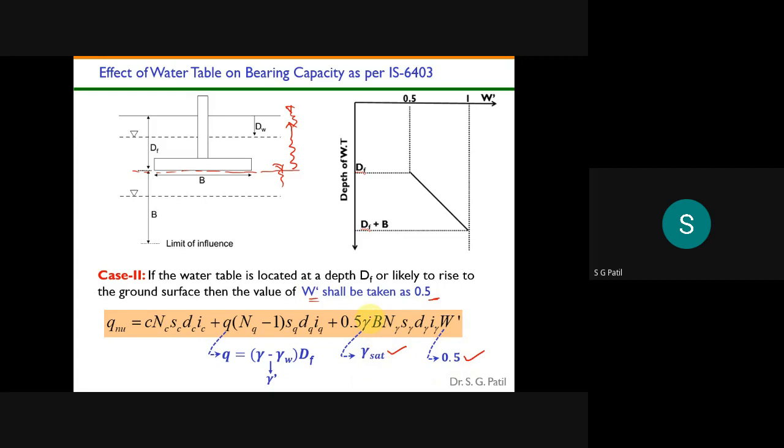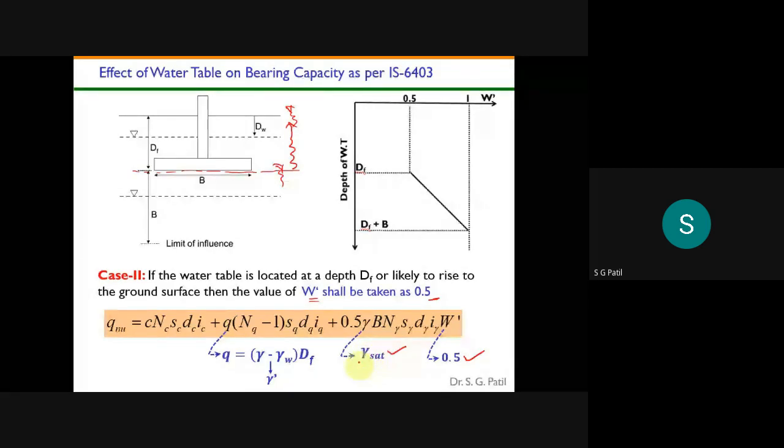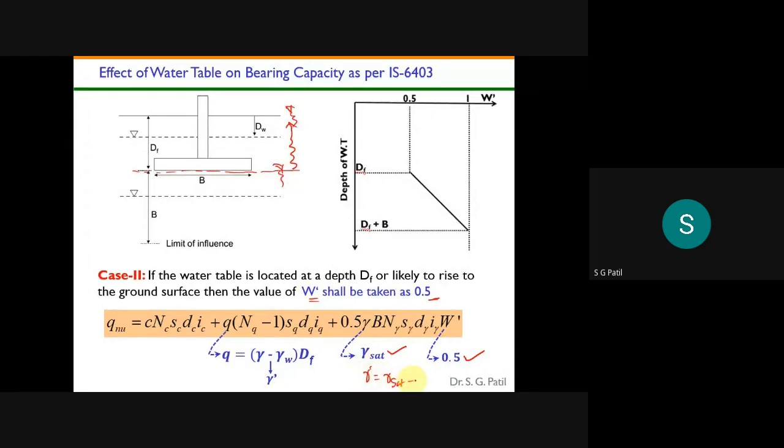So you see earlier in the general case, in our previous discussion, here we have taken gamma dash. Gamma dash equals gamma sat minus gamma W. But in IS 6403, they use gamma sat only in the third term, but you apply 0.5. This is nothing but the same thing.